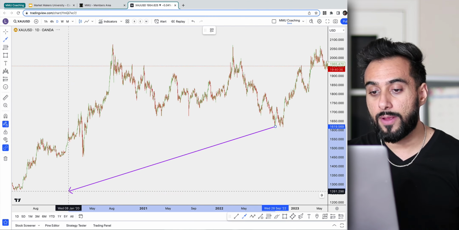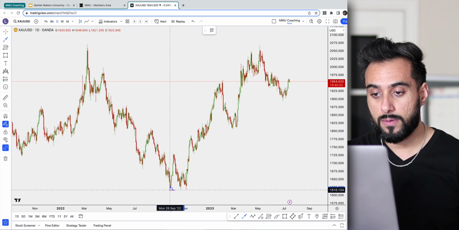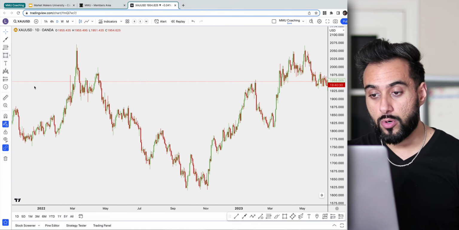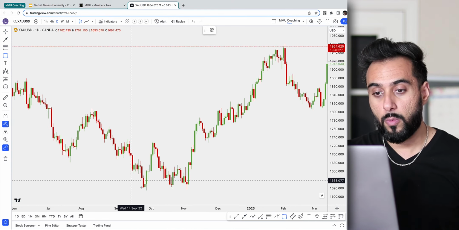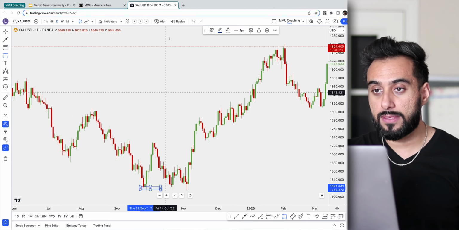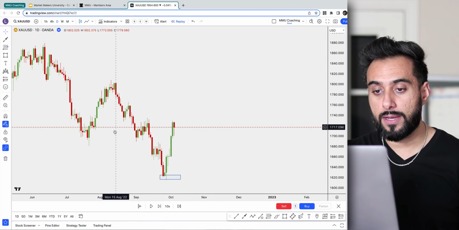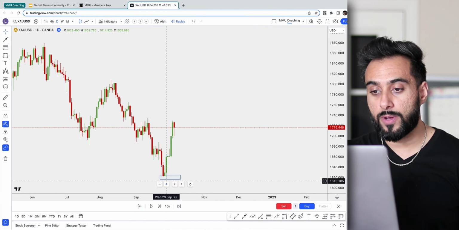So this would be an area where we want to identify as our zone. So we will draw it whenever the price is approaching this area and the price reacted at it. This is a point where we would go ahead and draw our zone. So this is where we want to draw our zone.